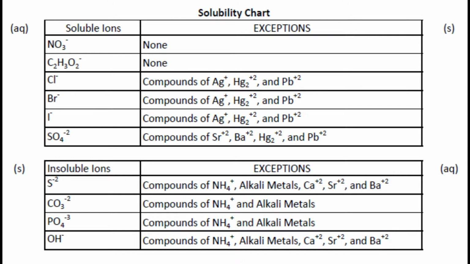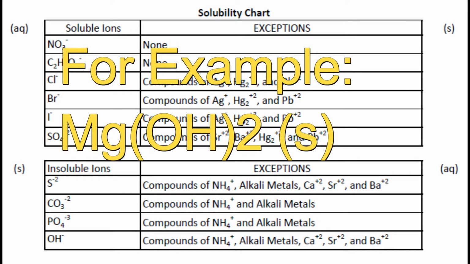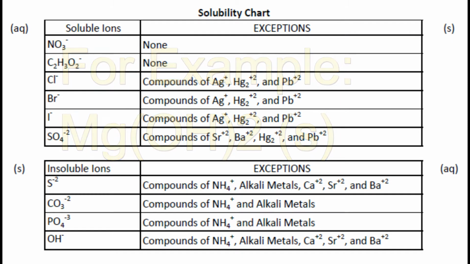However, just like over here, there are exceptions. Now you know why I didn't do Na first. We have some solids. Why is it solid? Okay, OH, it is solid, unless it is bonded to an alkali metal, ammonium, Ca, Sr, or Ba. Is that any of those we just mentioned? Nope. Solid.